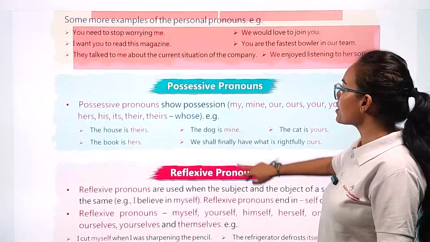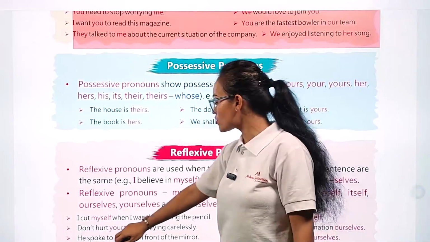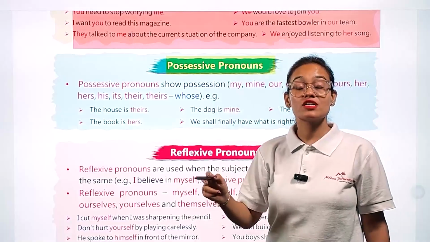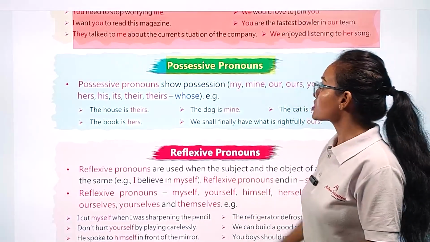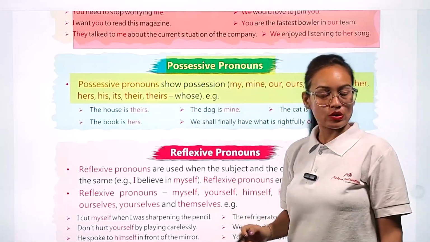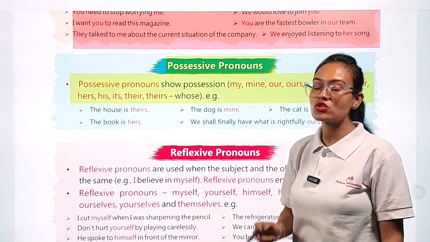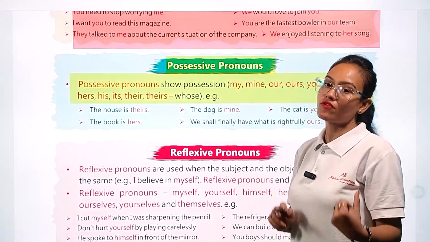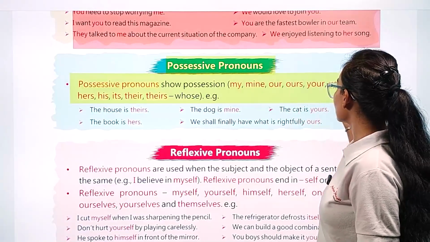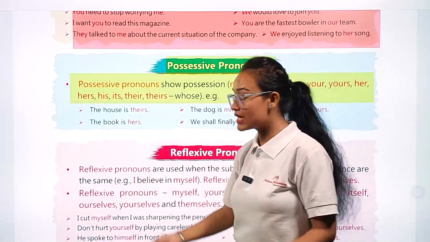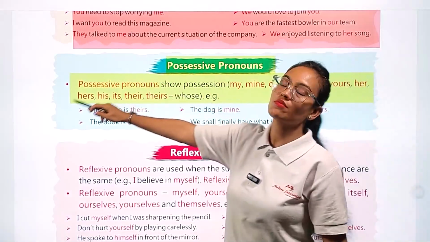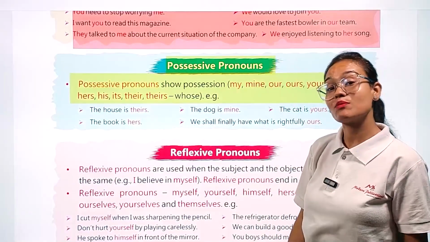Now we are going to see the possessive pronoun. What is the meaning of possessive pronoun? What is the meaning of possessive? When it shows the possession. Possessive pronouns always show possession in the form of words like my, mine, our, ours, your, yours, her, hers, his, its, their, theirs. So whenever this type of words come in the sentence, it means it is showing the possession.